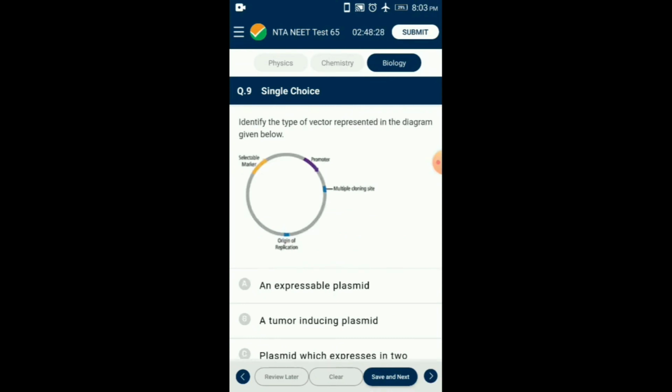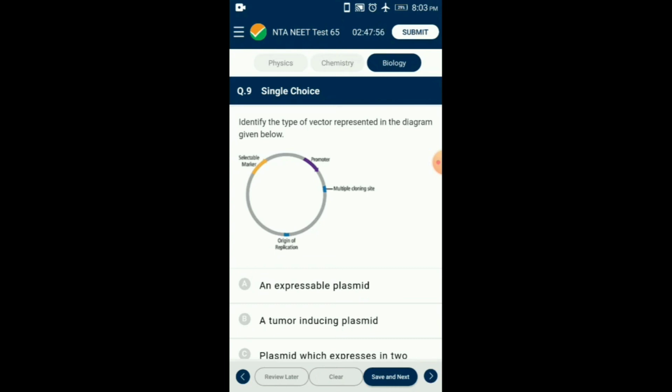Question number 9. Identify the type of vector represented in the diagram given below. Plasmids are extrachromosomal self-replicating DNA present in bacteria. Plasmids are of different types on the basis of different types of genes present. The most common plasmid, pBR322, carries the antibiotic resistant gene and is commonly used as a vector in genetic engineering to transfer gene of interest into host organism.